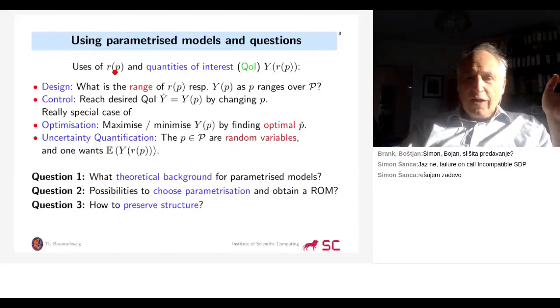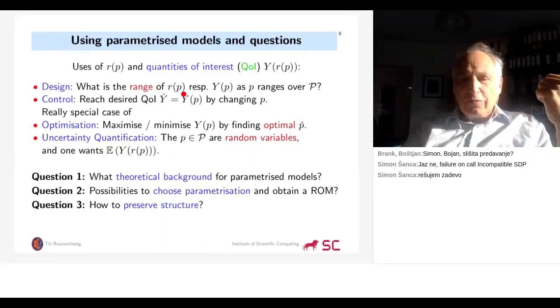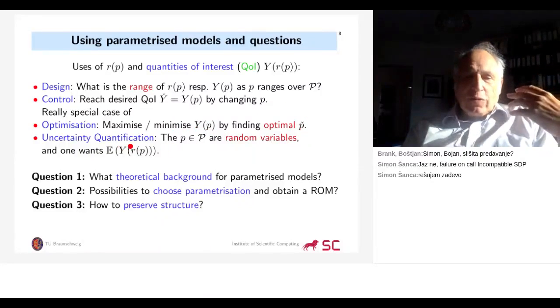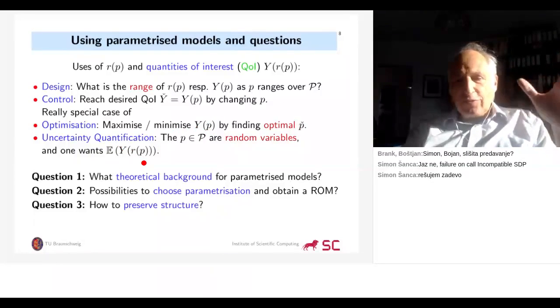So now assume we have one. What are we going to look at? One is the range. As P varies, where does R of P vary, or Y of P? This is important in design control. Control means to reach a desired quantity of interest by changing P. This is really a special case of optimizing the quantity of interest by changing P and finding an optimal P. Or uncertainty quantification, where the P's are random variables, and we want to compute the expected value of that. For instance, this is what we saw already.